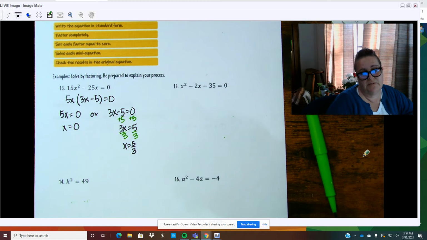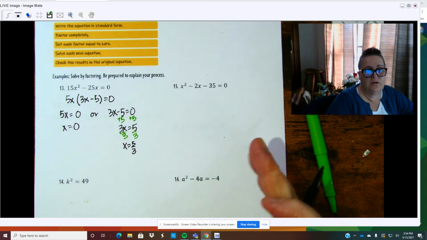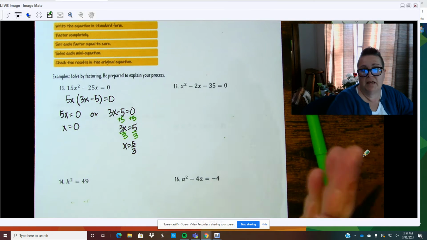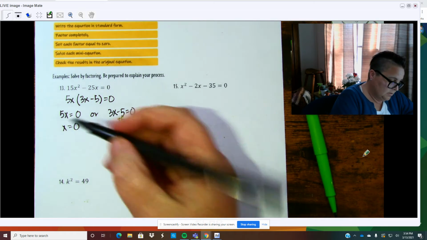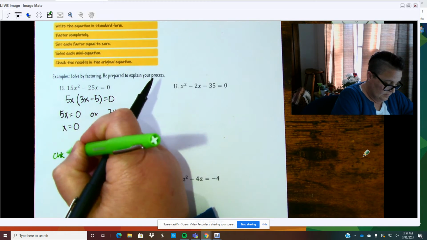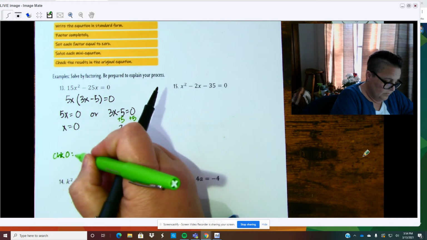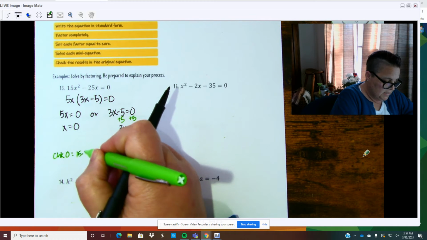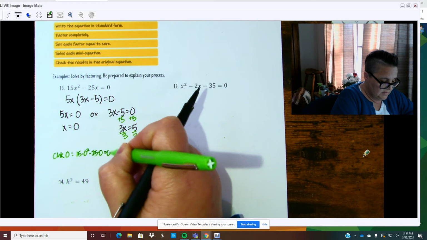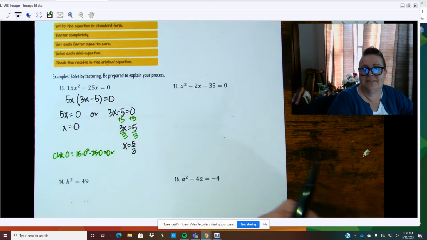So I have two possible solutions here. Could it be that x is 0, and could it be that x is 5/3? Either one of them could work. So to check, first I'm going to check 0, and that's going to give me 15 times 0 squared minus 25 times 0. That's still 0. It checks.